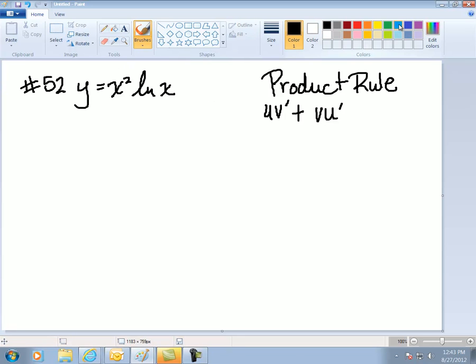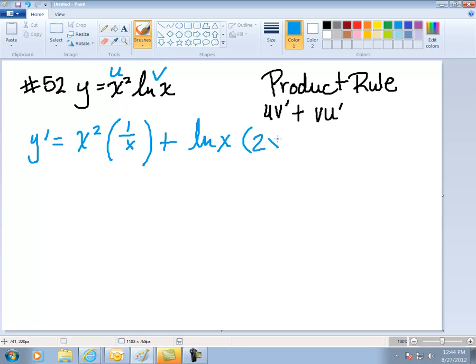In this case, my u is going to be x squared, and my v is going to be natural log of x. So if we take the derivative of y, it's going to be u, x squared, times the derivative of v, in this case natural log of x, or 1 over x, and then to that I'm going to add v, which is just natural log of x, times the derivative of u, which is 2x.